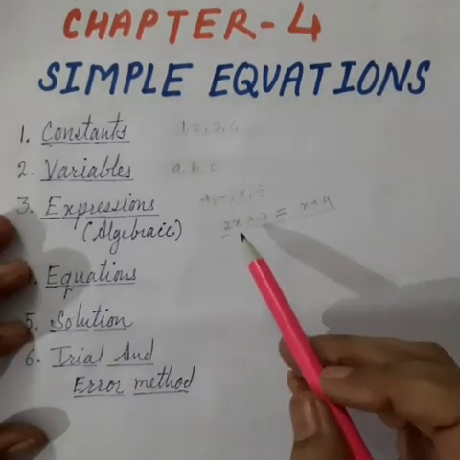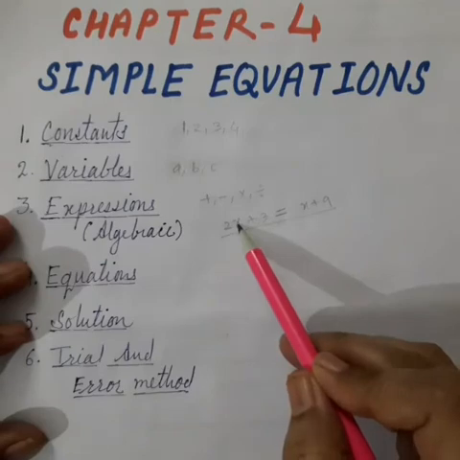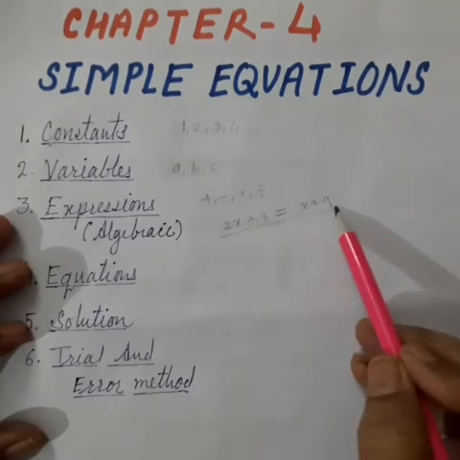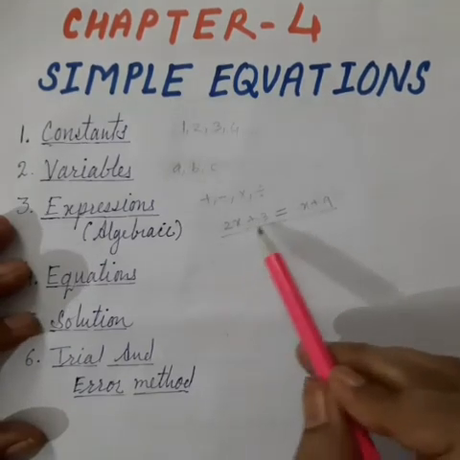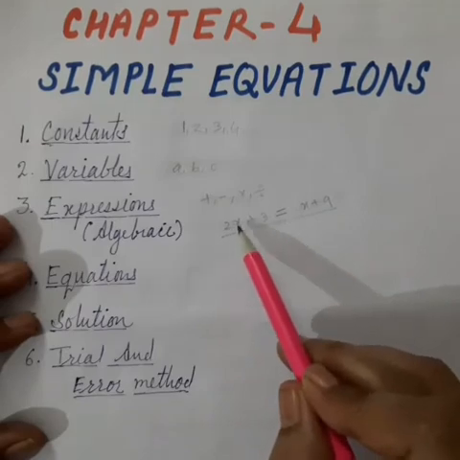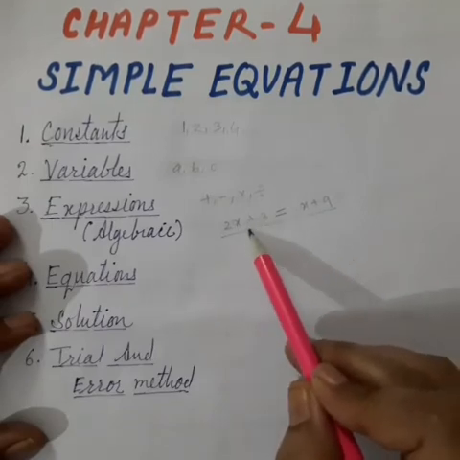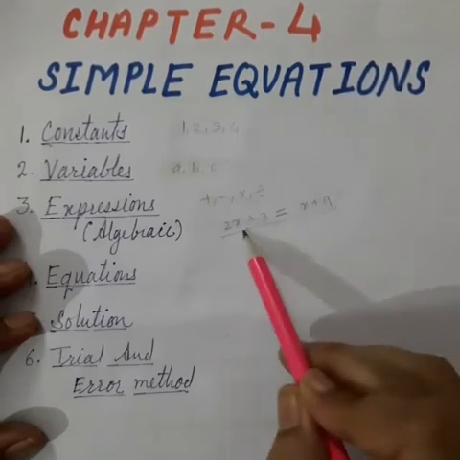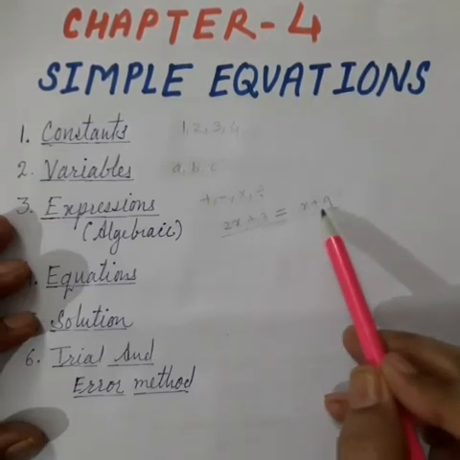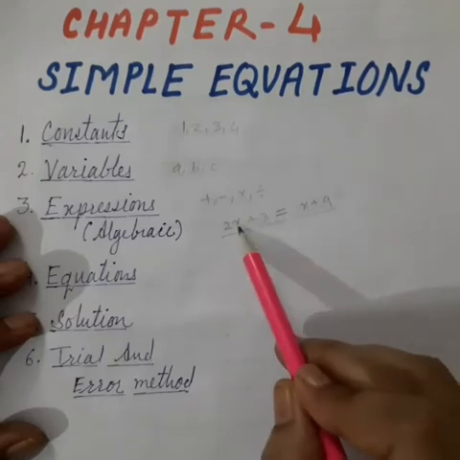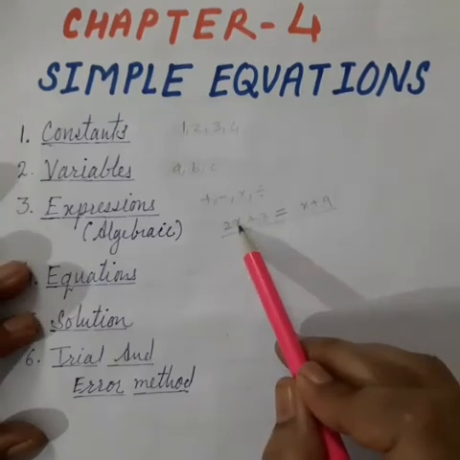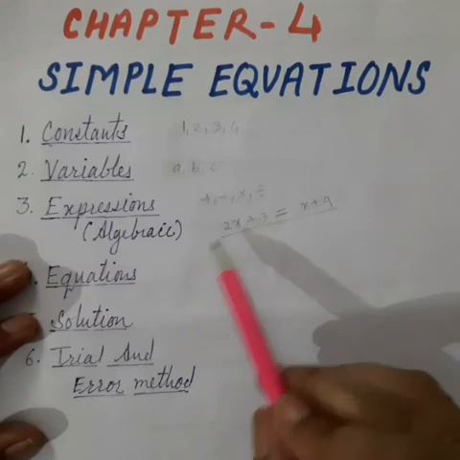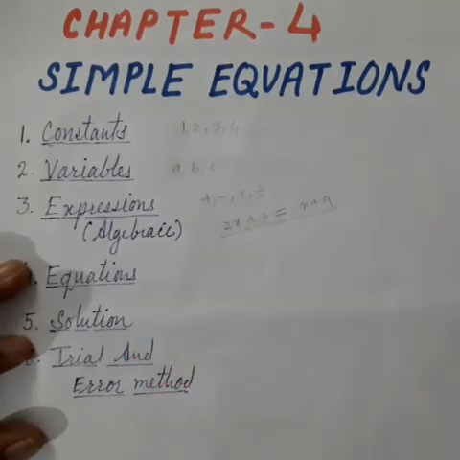Solution, solution is that value of variable which makes the statement true. Here the value of x, if we will put 6, 2 6s are 12 plus 3 is 15, and 6 plus 9 is also 15. So both sides are coming 15. So the statement is true for the value of x equal to 6. So x equal to 6 is the solution of this equation.